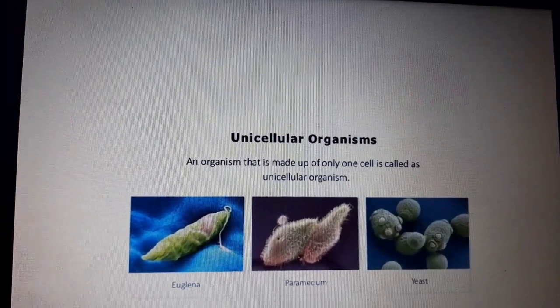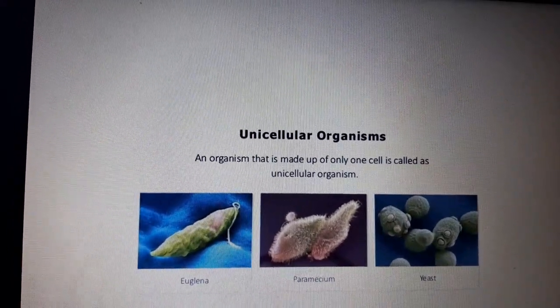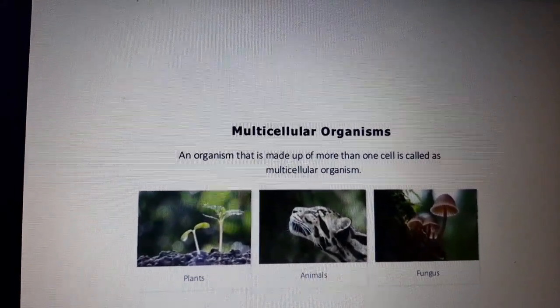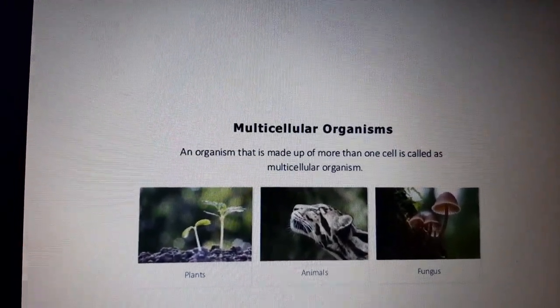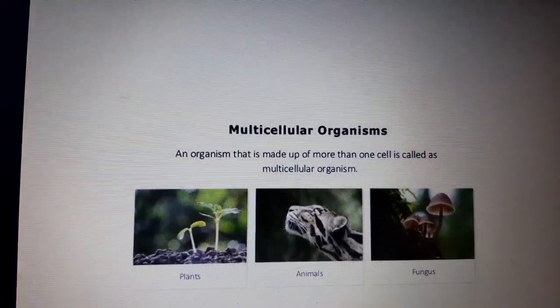The unicellular organisms are the organisms which are made up of only one cell, like Euglena, Paramecium, yeast. The multicellular organisms, on the other hand, are made up of more than one cell, like the humans, animals, fungus, plants.